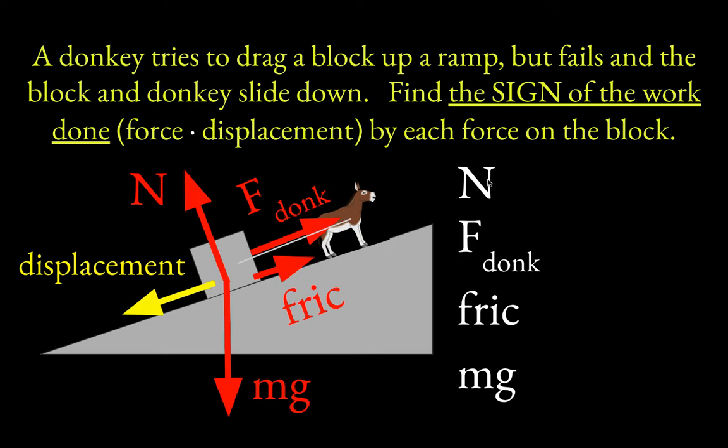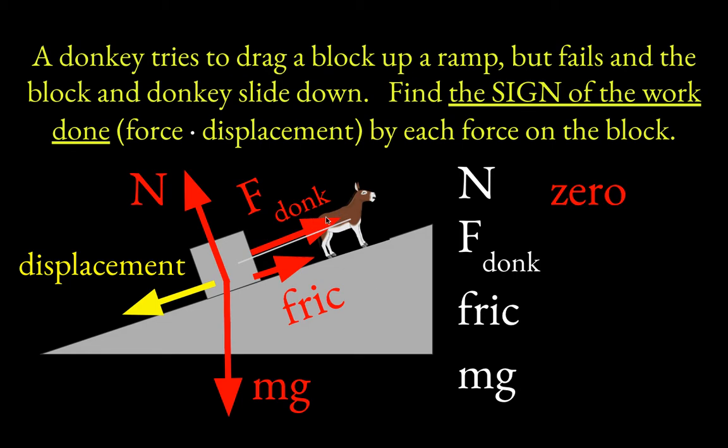So if we look at the normal force, it is perpendicular to the way that it's moving. So the normal force actually does not have any component along the direction that it's moving. And so that is going to have 0 dot product, the normal force. So the normal force does no work. It doesn't contribute joules or rob them away from the block as it slides down the ramp, right?